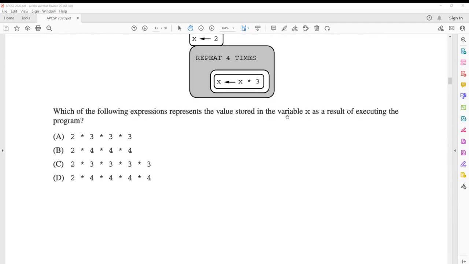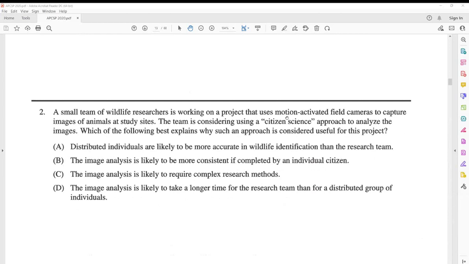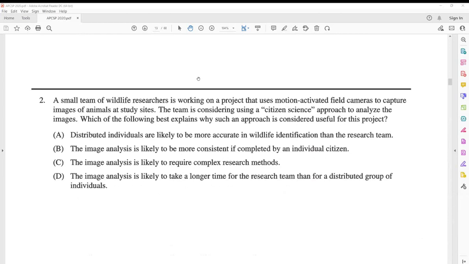Let's continue. Second problem: a small team of wildfire researchers is working on a project that uses motion-activated field cameras. Motion-activated camera. So the keyword is motion. This is to capture images of the animals at the study site. So there are some cameras and there are some fields, and there are some animals they are trying to watch.